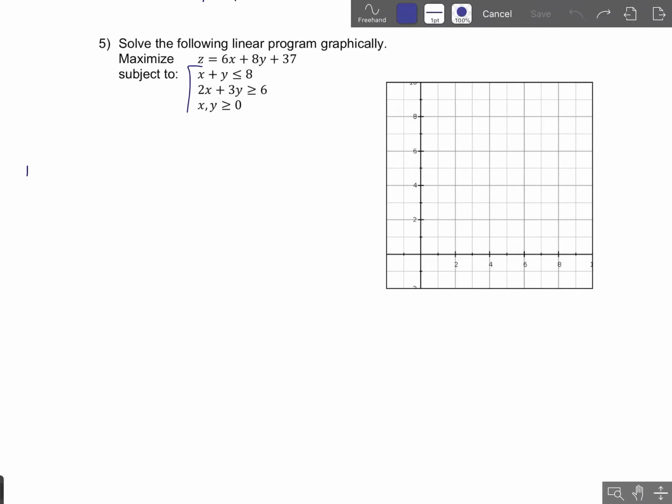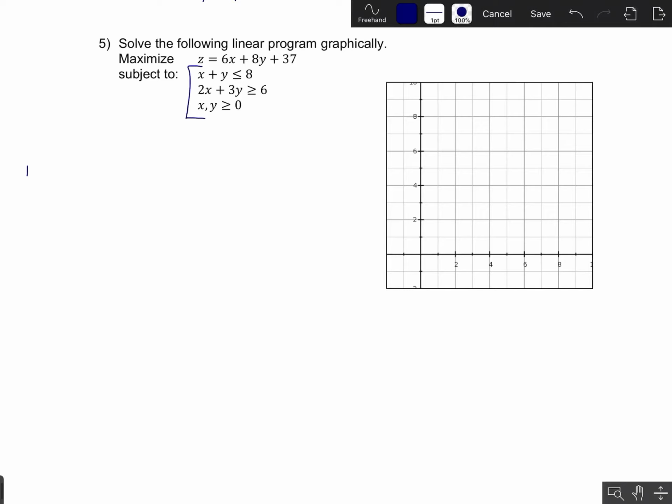Namely, we'll start by graphing the feasible region. So I'm going to take that list of constraints and treat it as a system of linear inequalities. We'll graph the feasible region, we'll identify the corners of that region, and then we'll plug in those corners to see which one maximizes the thing that we want. So let's start by just graphing this feasible region.